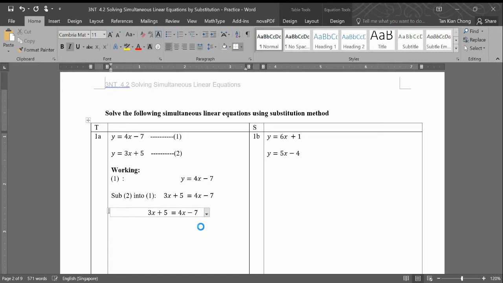So I want to have only x on the left hand side. To get rid of the plus 5, I'm going to minus 5 on both sides of the equation. Now, why did I do that? Because I'm trying to eliminate this positive 5. Now let's see, what's plus 5 minus 5? 0. So they are gone. Next, what is minus 7 minus 5? If you press a calculator, minus 7 minus 5 gives you negative 12.